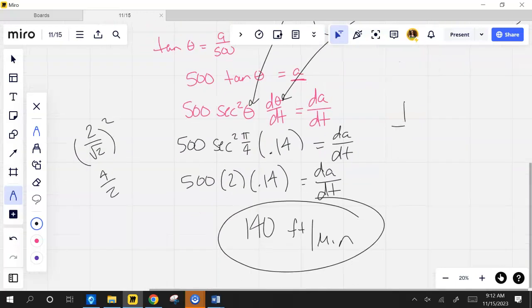Secant is 1 over cosine, so 1 over cosine of pi over 4, squared. But make sure you're in radians. Always be in radians from now on. Just always stay in radians for calculus, because otherwise you really start messing up.